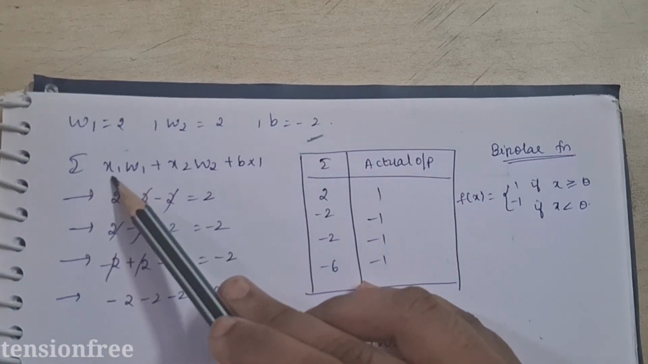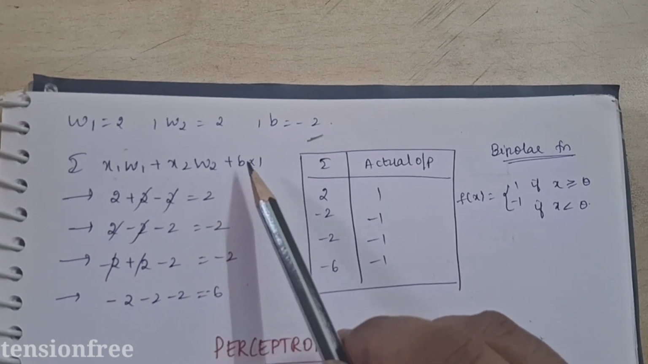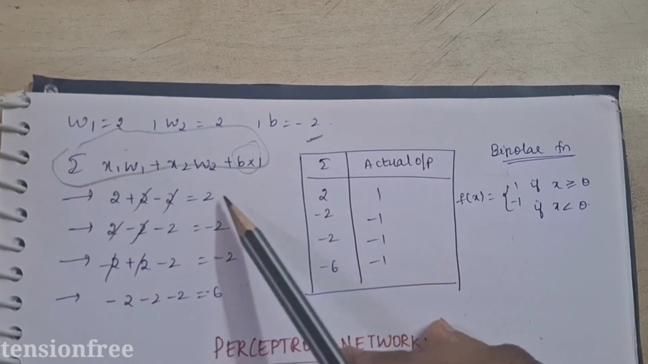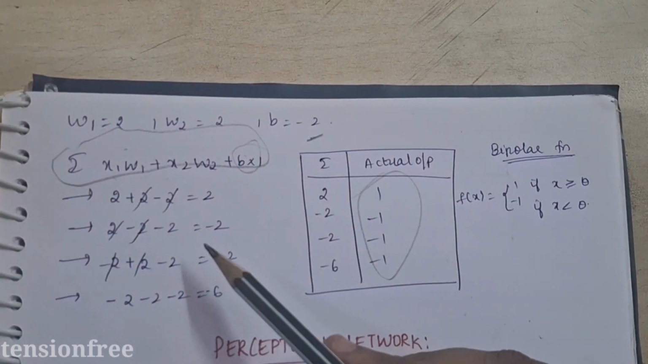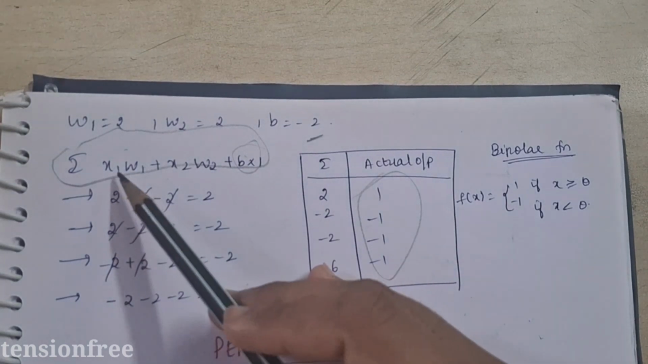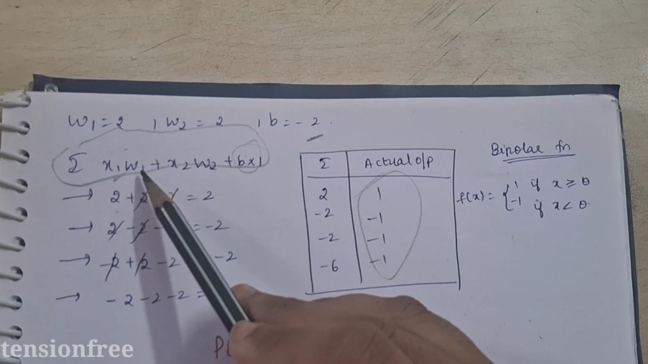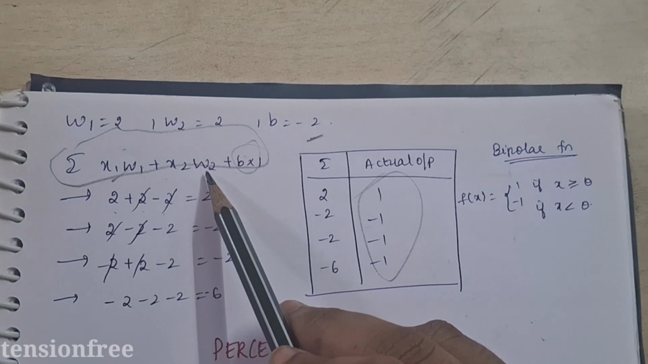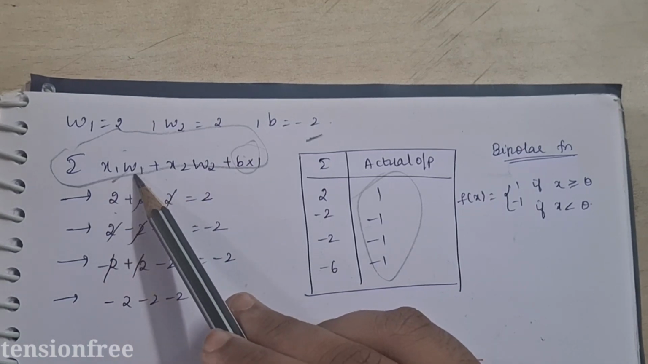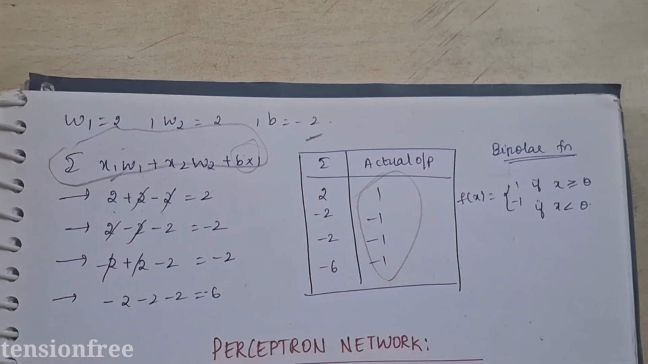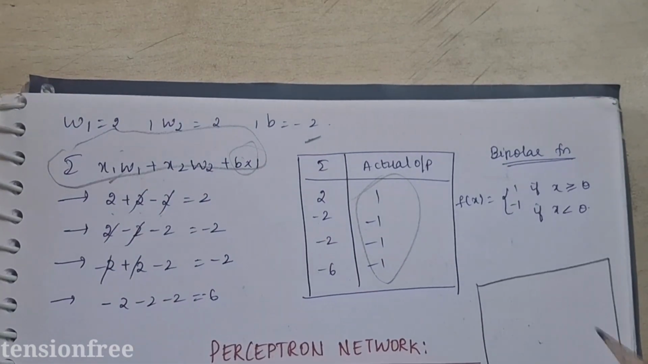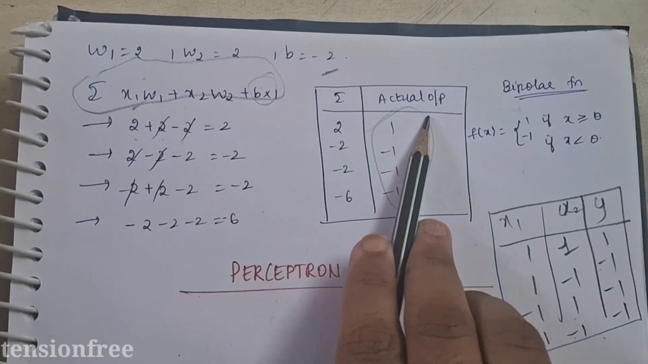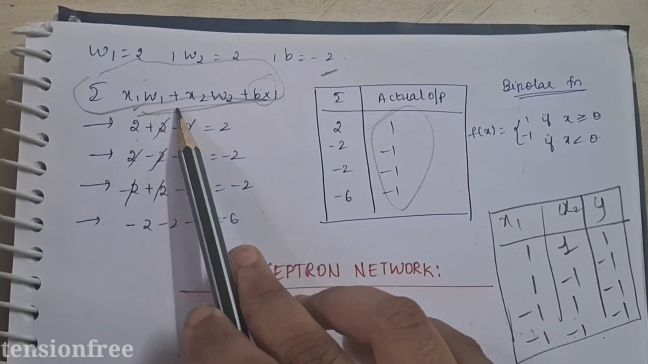So the summation of x1 w1 plus x2 w2 plus bias into 1. This is the summation we have to write to get the actual output. Let's write the table again here. This is the table which has been given to find the summation, that is the actual output. This is the formula to find the actual output.